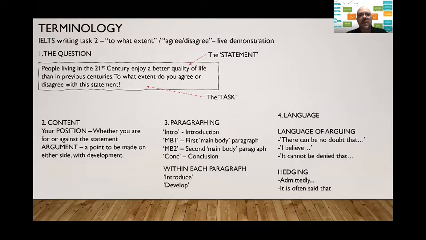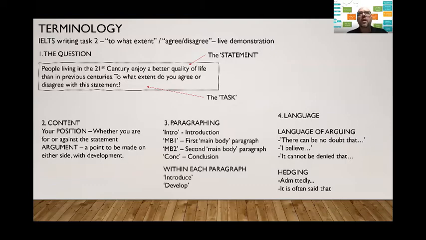For our purposes, and with all these videos, I will call the first part of the question the statement. So: people living in the 21st century enjoy a better quality of life than in previous centuries. That's the statement. And to what extent you agree or disagree with the statement, that is the task.